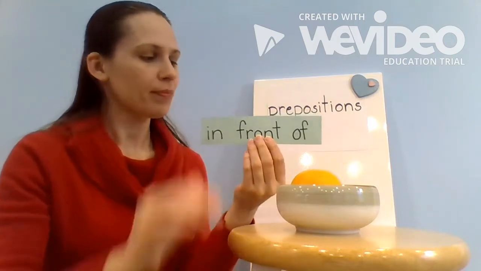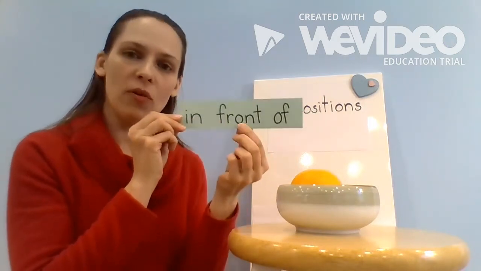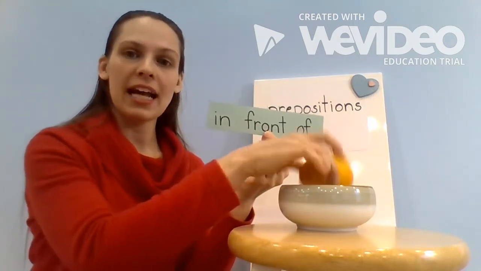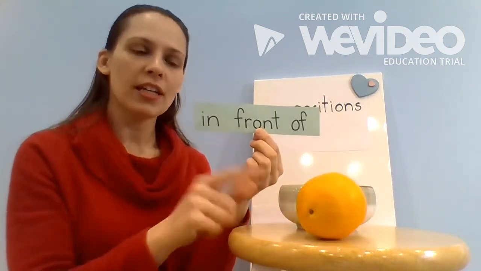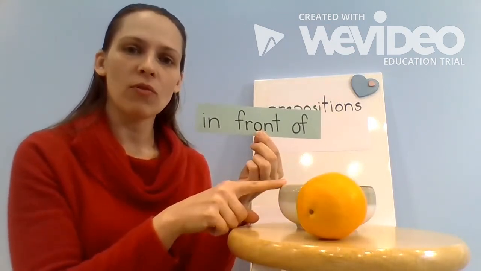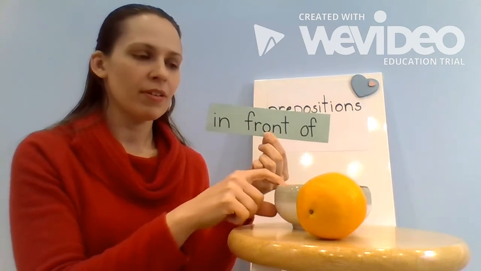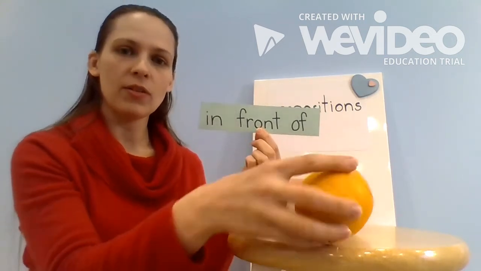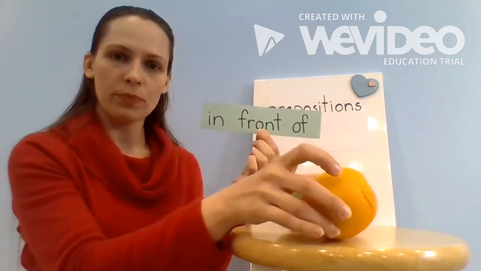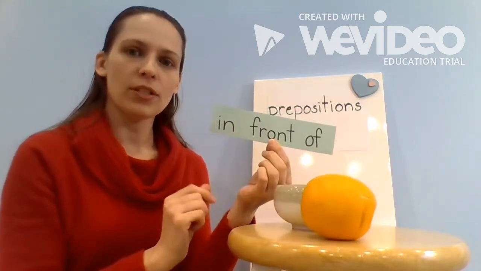All right. In front of. So I'm going to take it out and put it here. The orange is in front of the bowl. Okay? You see the orange this way? In front of the bowl. The orange is in front of the bowl.